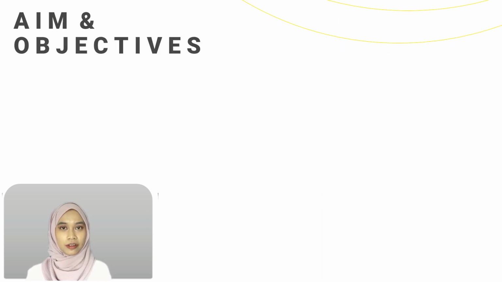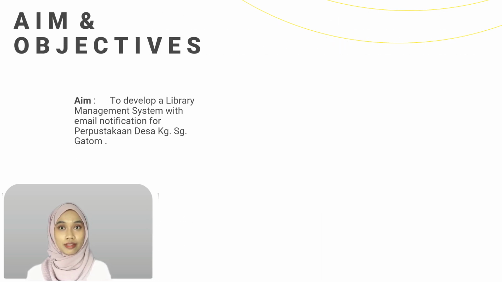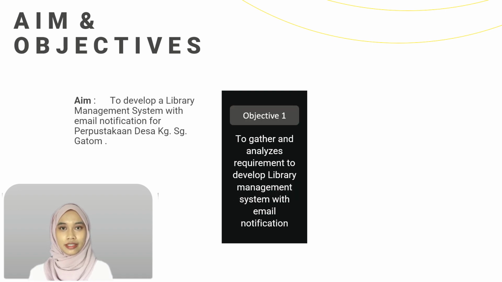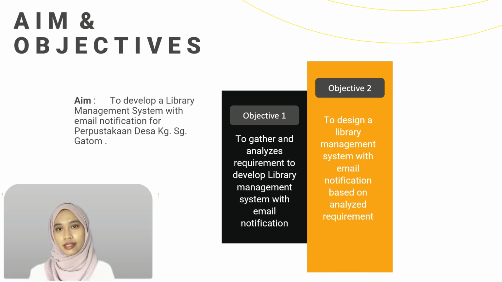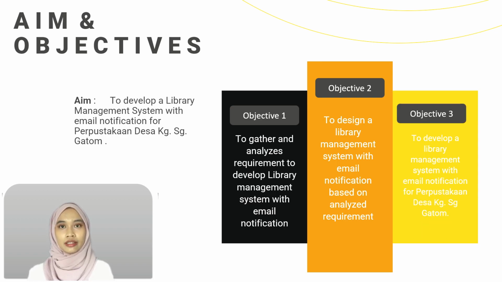For the aim and objectives of this project, the aim is to develop a library management system with email notification for Perpustakaan Desa Kampus Sungai Gatong. The first objective is to gather and analyze requirements to develop a library management system with email notification. The second objective is to design a library management system with email notification based on the analyzed requirements. And the last objective is to develop a library management system with email notification for Perpustakaan Desa Kampus Sungai Gatong.